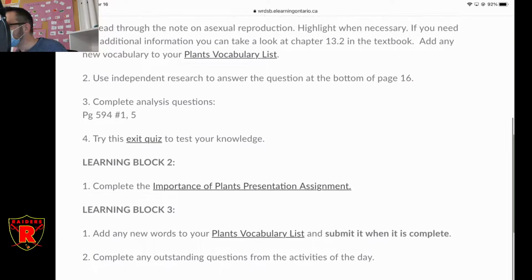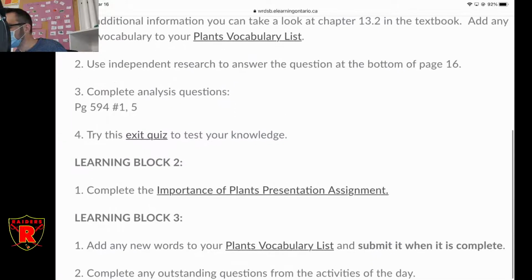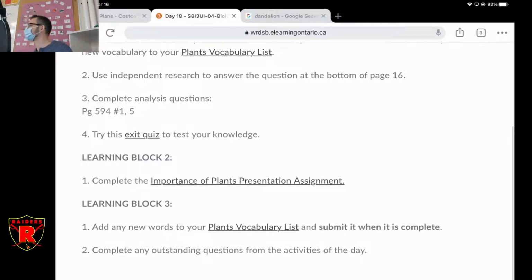Then you're going to do your own research, and you're going to answer the question at the bottom of page 16. I believe the question is discussing how you actually propagate things through scions, which is what I was just talking about, which is grafting. I'm going to get you to do your own research and look into how that process is actually done. There are a couple of questions that you do, page 594, numbers 1 and 5, and then there's a little practice quiz at the end.